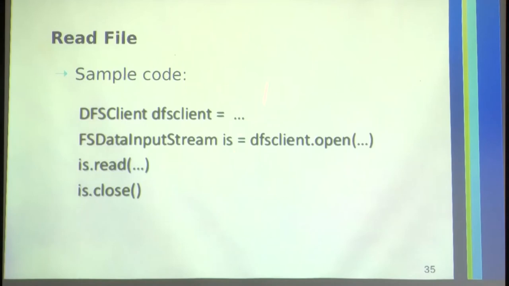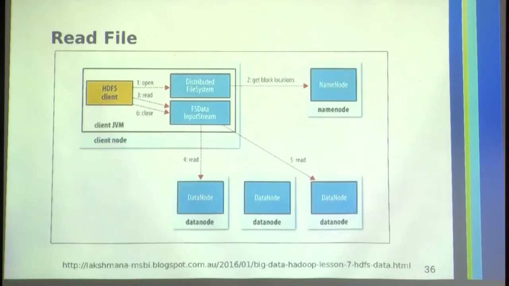For reading from files, it's very similar. You need to open the file, and then you just start reading from it. You get the bytes, and then you close. It's a little bit different though, in this sense that you don't need to create replicas when you're reading. You only need to read from one of the blocks. You don't need to read from one copy of each of the blocks.